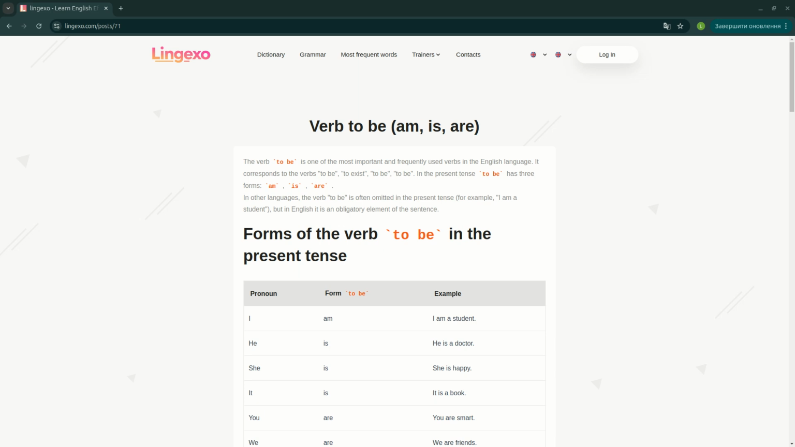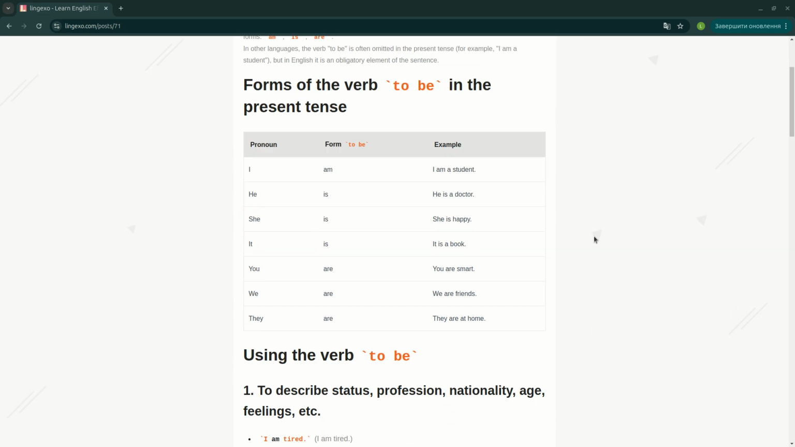The verb to be is one of the most important and frequently used verbs in the English language. It corresponds to be, to exist. In the present tense, to be has three forms: am, is, are. In other languages, the verb to be is often omitted in the present tense. For example, I am a student. But in English, it is an obligatory element of the sentence.